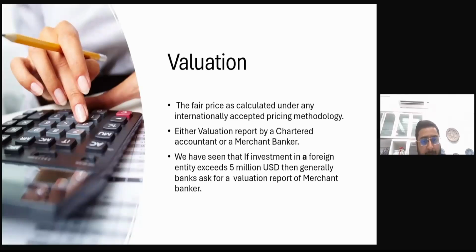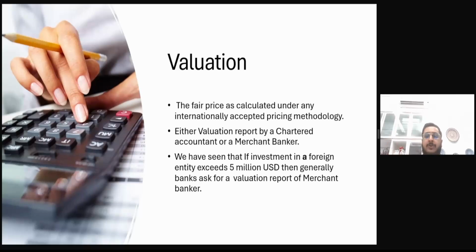Valuation, as I said, is a critical aspect if you're making investment in equity shares. The fair price has to be calculated under the internationally accepted pricing methodology. Now, a valuation report can be signed by a chartered accountant or a merchant banker. I've not found this in any rule or regulation, but it is my experience: if the investment in a single foreign entity exceeds 5 million USD cumulatively, then generally banks ask for a valuation report of a merchant banker. That is what I've seen in my experience. The client also accepts, and provides the merchant banker valuation report for that case.